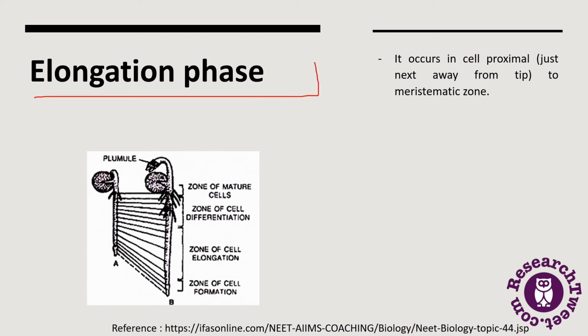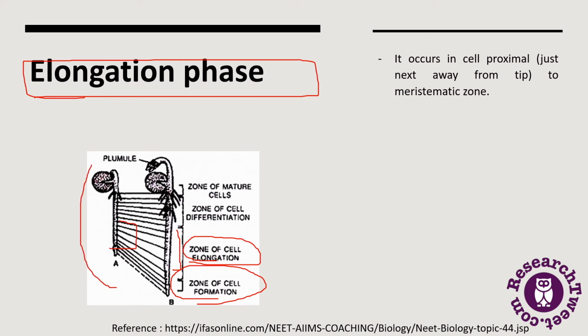Then the elongation phase. The next phase just after the zone of cell formation is the zone of cell elongation. Here you can see a small plant, and when compared, there is a slight increase in the length of the plant. This is because of the zone of cell elongation. It occurs just next to the meristematic zone, away from the tip.